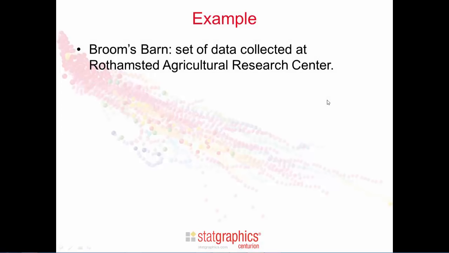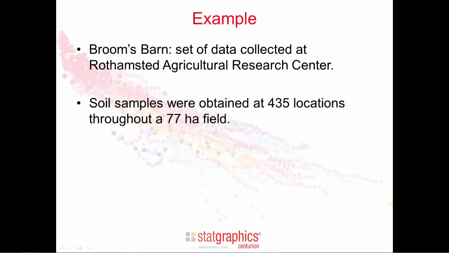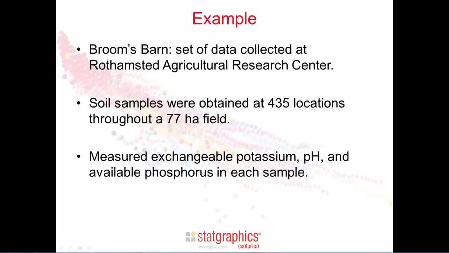The sample data we're going to look at was collected at the Rothamsted Agricultural Research Center around Brooms Barn. Soil samples were obtained at 435 locations throughout a 77-hectare field. Measurements were made of the amount of exchangeable potassium, the pH, and the available phosphorus in each soil sample.